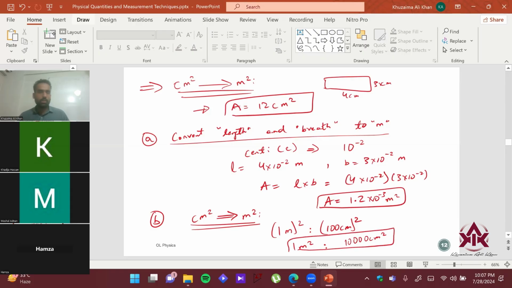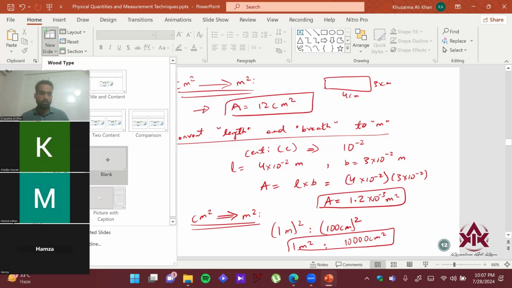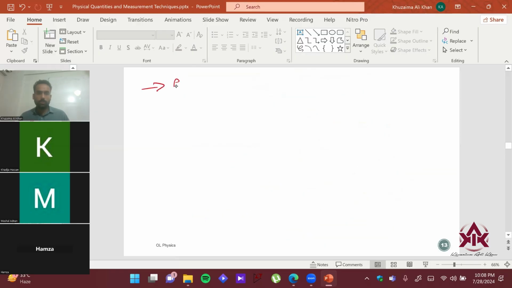Now we're going to apply the ratio method over here. What is this method? You just have a direct relation from meter square to centimeter square. So you can just use this ratio method: 1 meter square is 10,000 centimeter square.